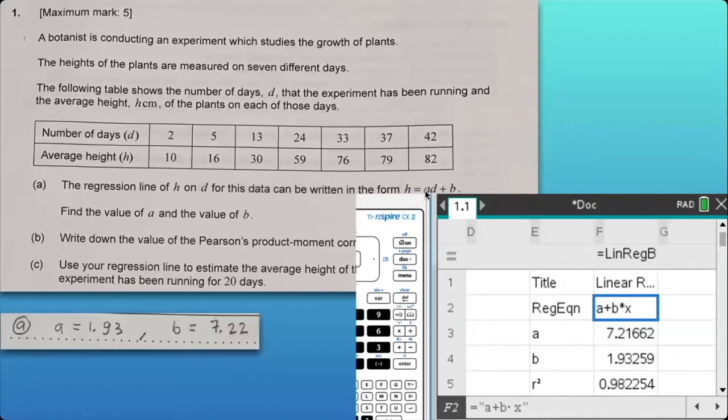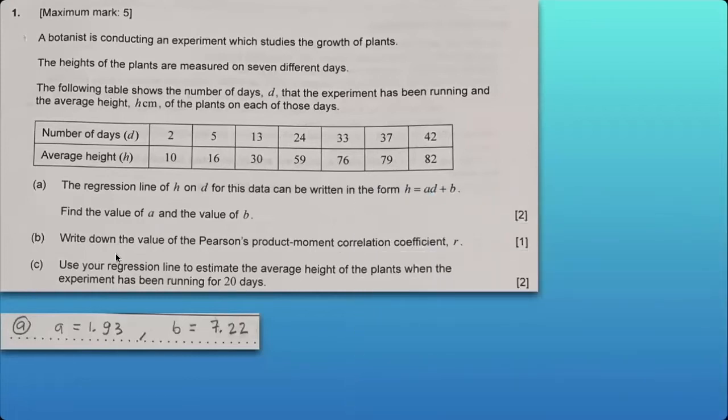Now, that A is attached to another variable. Therefore, that A is just the same as this B. Therefore, A, that A there, is equal to 1.93 in three significant figures. I hope that's understandable. Next, you are asked to find the Pearson product moment correlation coefficient, or R.